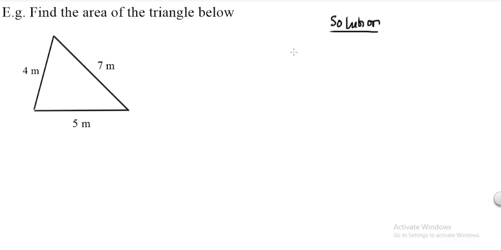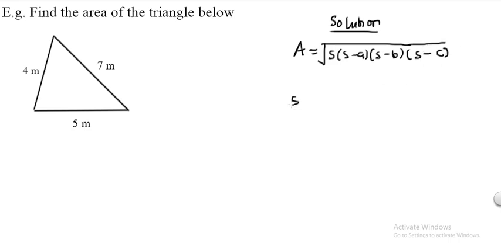Heron's formula simply says the area is equal to the square root of s, open bracket, s minus a, close bracket, open bracket, s minus b, close bracket, open bracket, s minus c, close bracket, where s is the sum of a, b, c divided by 2. The a, b, and c that you see here are simply the sides of the triangle. So I could just say here is a, here is b, here is c. It doesn't matter how I name them, as long as each side has a, b, or c.